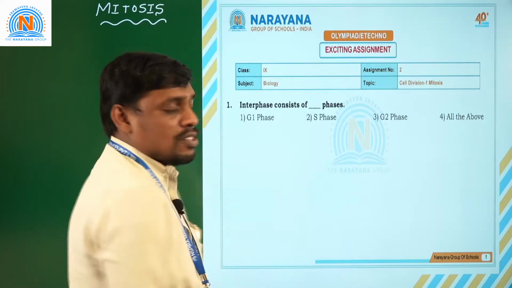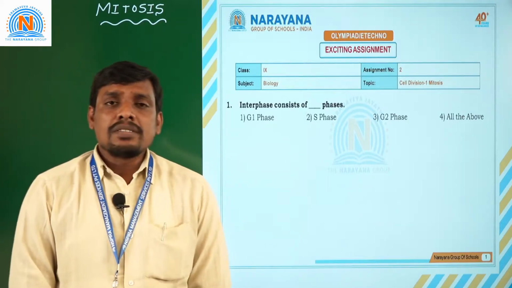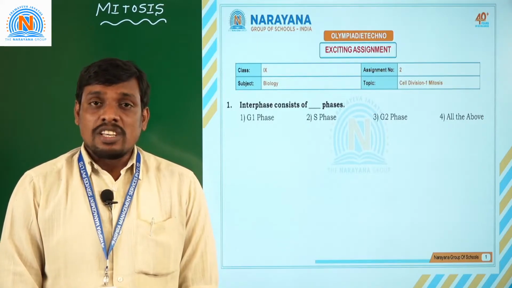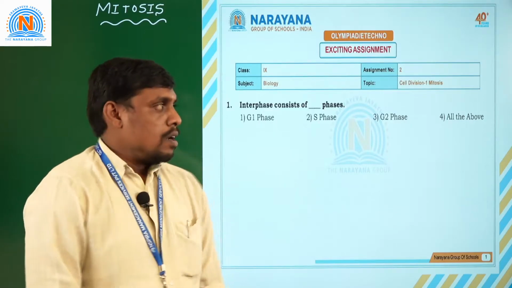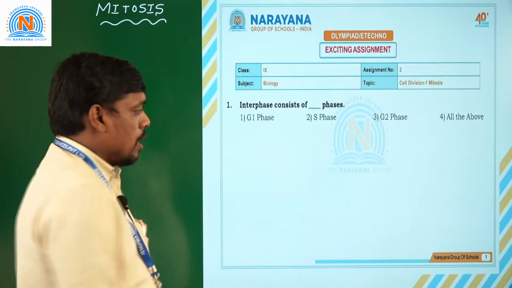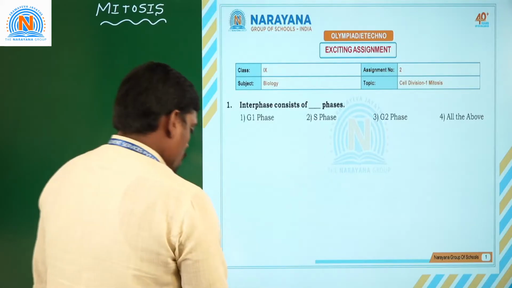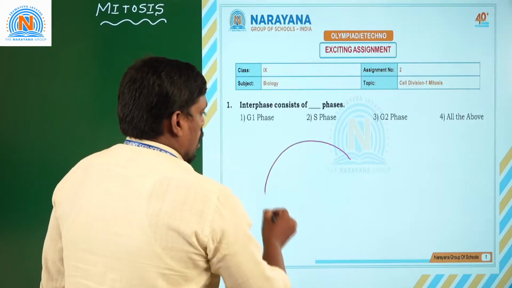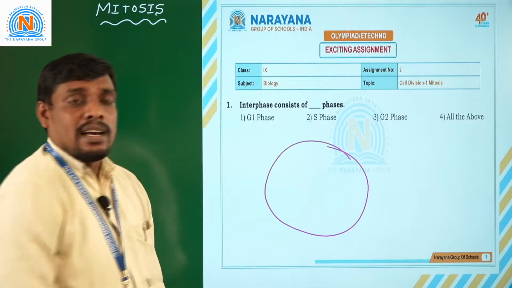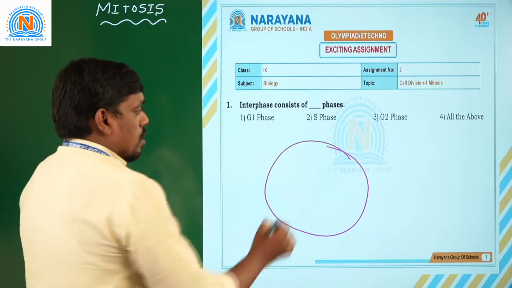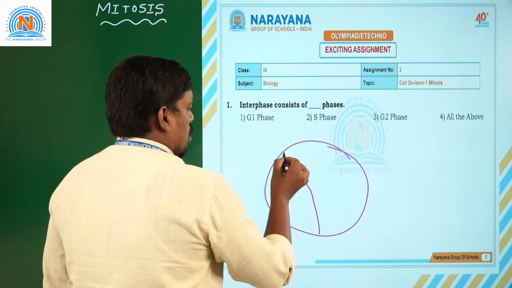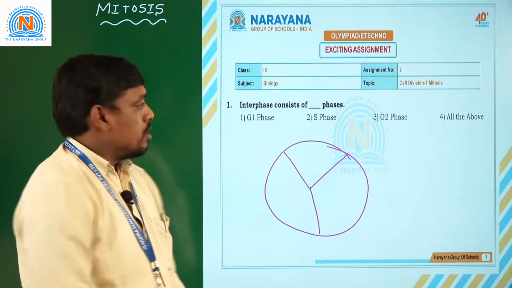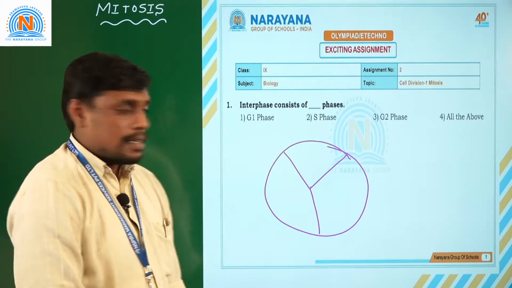Interphase consisted of dash phases. What do you mean by interphase? Already we have discussed. Let us see the phases, the stages of interphase. If you look at the interphase, I want to give some clarity. Interphase consisted of three major stages or three major phases. What are they? Let us see.